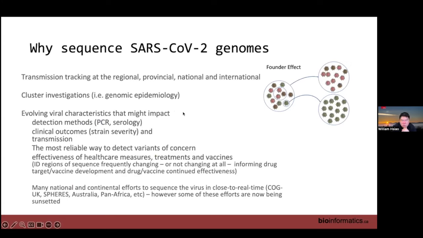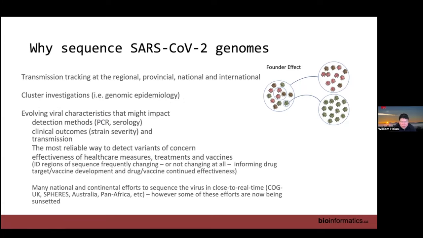So why do we want to sequence SARS-CoV-2 genomes? The most obvious reason is for transmission tracking at different geographic levels, so regional, provincial, national, or international levels. As you can imagine, transmission tracking at national and international levels can only be truly effective when data is shared across jurisdictional boundaries, and I'll touch on that a little bit later. It's also useful for cluster investigations, for outbreak studies and outbreak investigations.